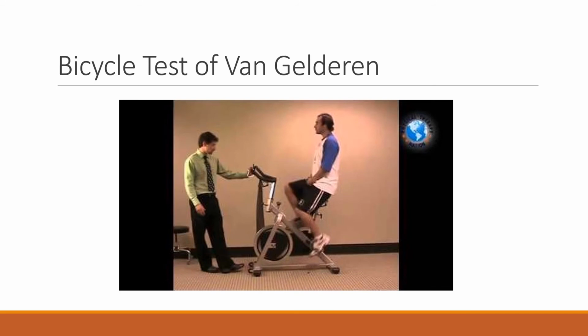Take a moment to review the video here on the bicycle test. And the bicycle test can be used to differentiate, again, between neurogenic and vascular claudication. With neurogenic claudication, the symptoms are going to change as the individual rides in an extended posture and then switches to a flexed posture. If it's vascular, those symptoms will not change at all.